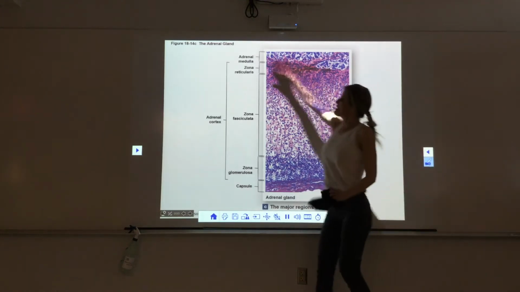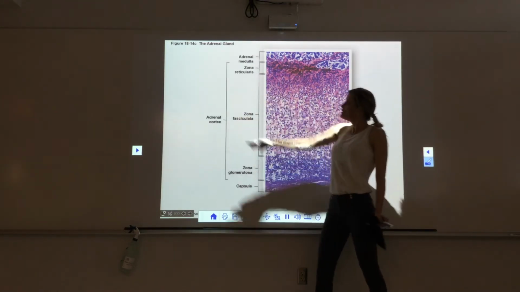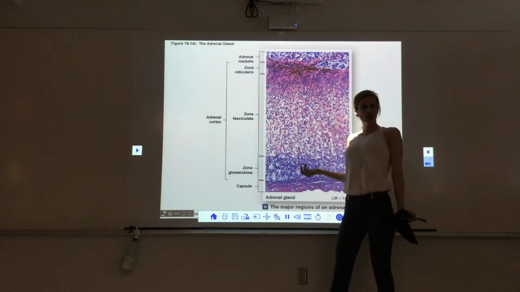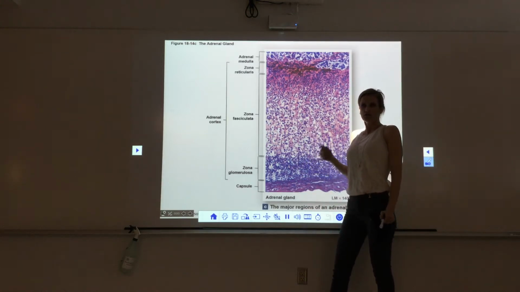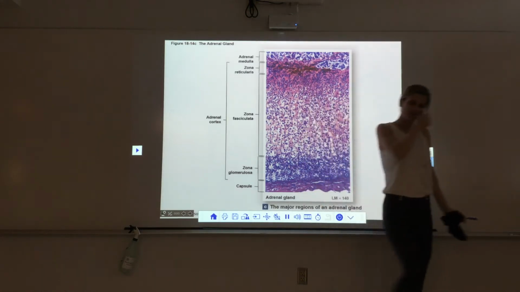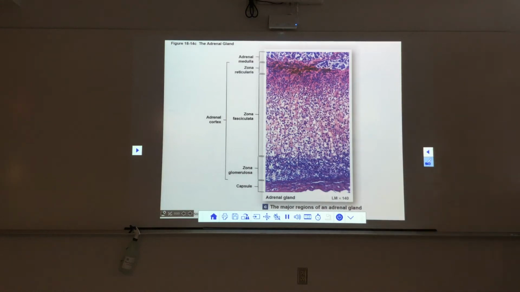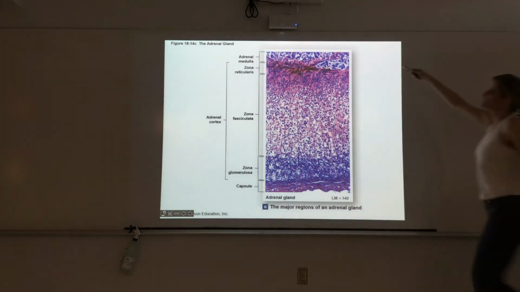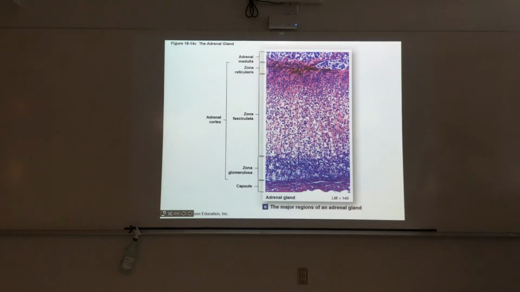What kind of things do we make out here in the cortex? Corticosteroids. What kind of hormones are those? Lipids. What do we release from the adrenal medulla? Epinorepine. What stimulates the release of this epinorepine? Sympathetic nervous system. Good job.